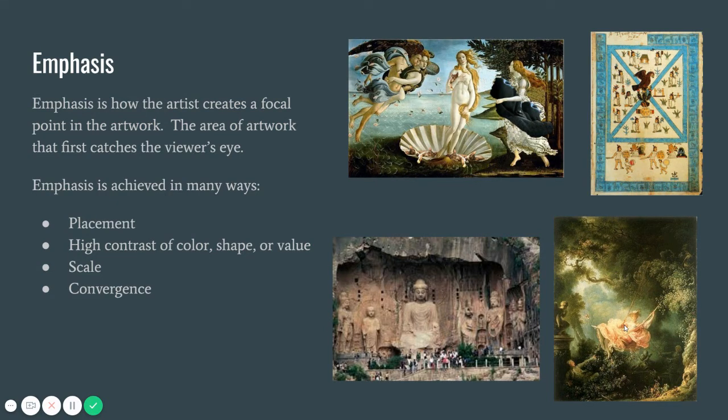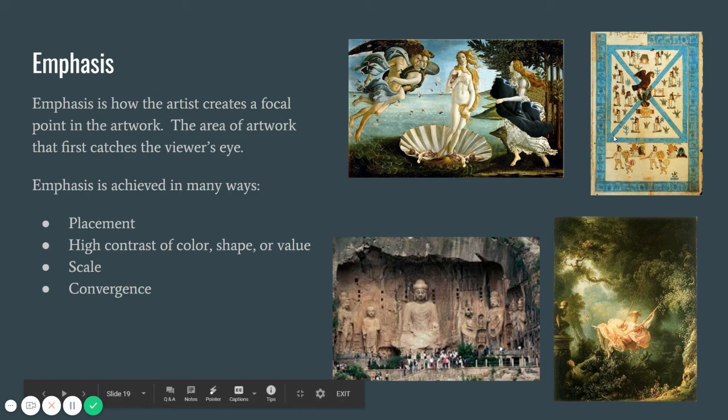Scale is another way to create emphasis. So this sculpture here of Buddha, you can see the size, the giganticness of it compared to the size of the people that are viewing down below. Okay, so scale. And then there's convergence. Convergence is when you have other elements and principles in the artwork that kind of lead to the focal point, almost as like it were a bunch of arrows saying, right here, the artwork's right here.